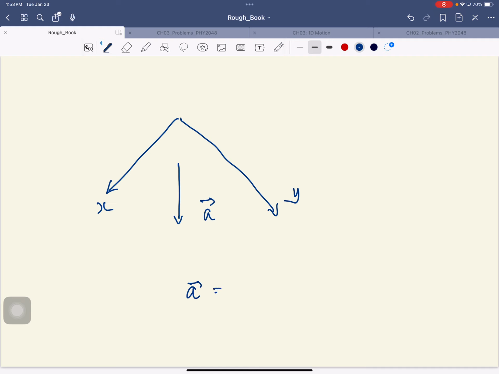And a will be ax i plus ay j. Let's say this is theta. This will be g cosine theta i plus g sine theta j. Of course, we don't like to do that.